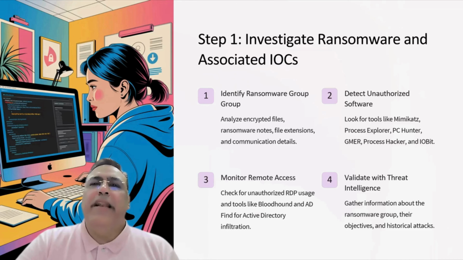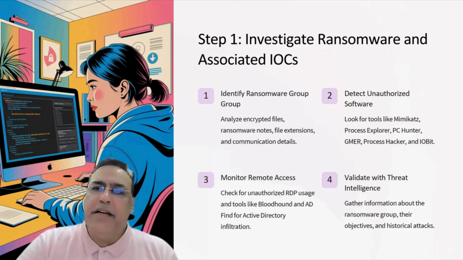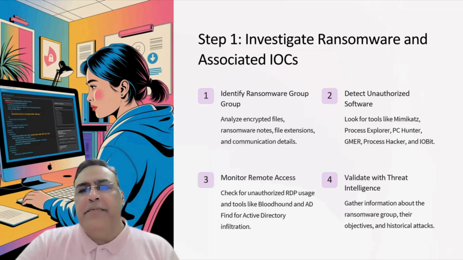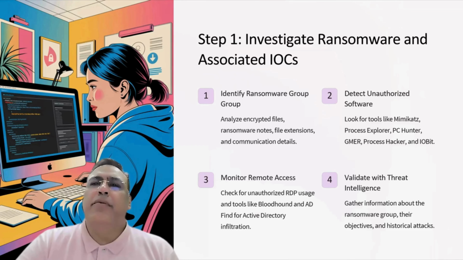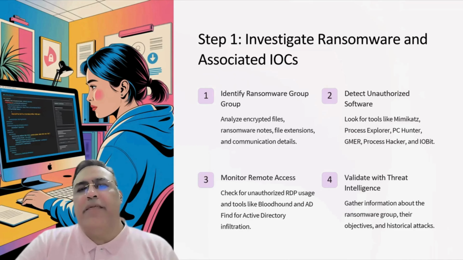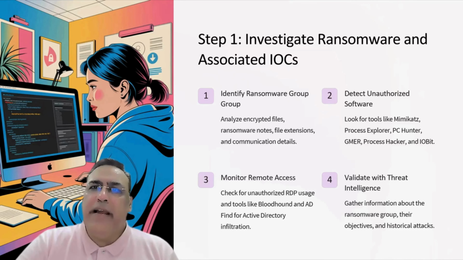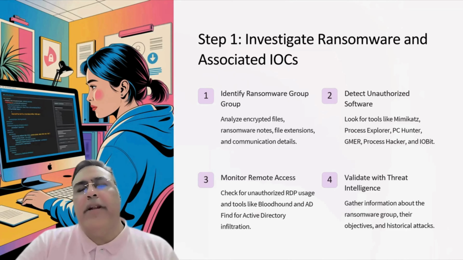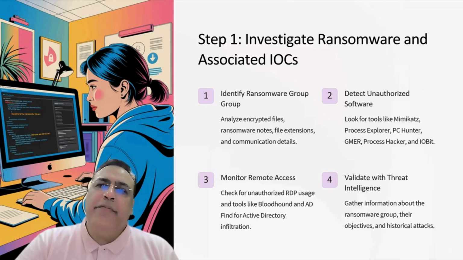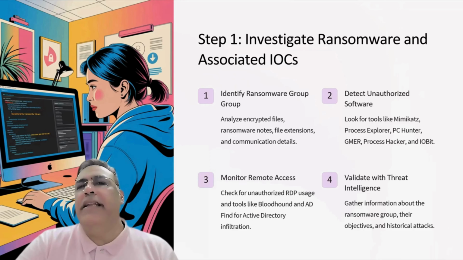The user might also be communicating to the outside world using a proxy or some external systems. We can analyze those logs to see if there were unauthorized software like Mimikatz, Process Explorer, PC Hunter, etc. in the system, and see if the system was connected to outside IP addresses or exfiltrated a large amount of data. We can also check for unauthorized RDP usage and tools like BloodHound and AD Find for Active Directory infiltration. This will give us a reasonably good amount of information to judge which group of ransomware has infected you. Then you can identify those IOCs, validate them, and start to block those IOCs in the system.